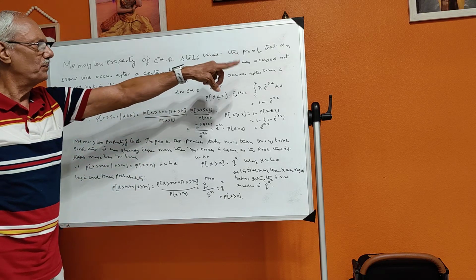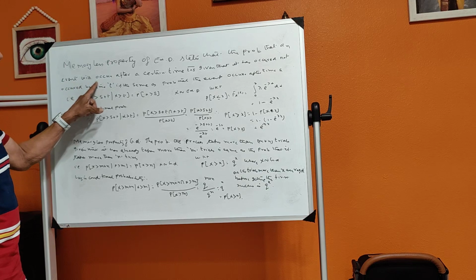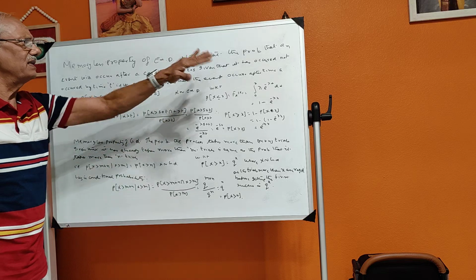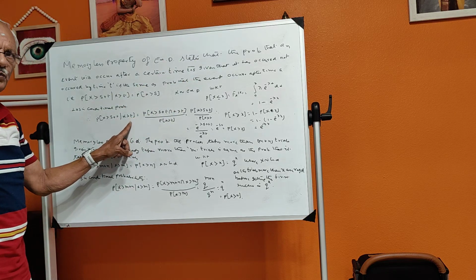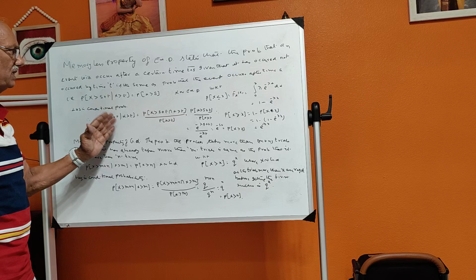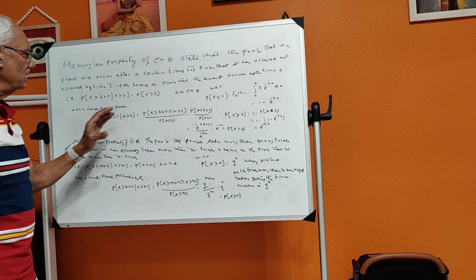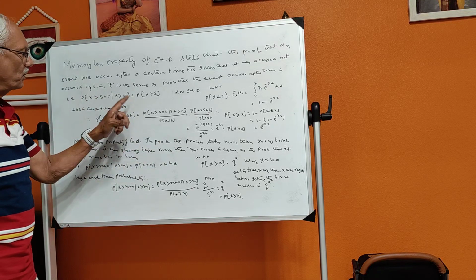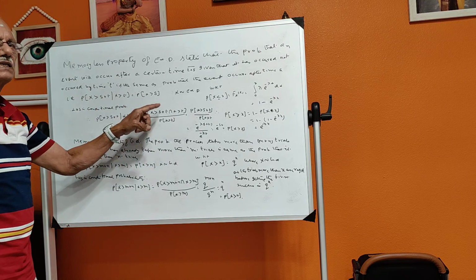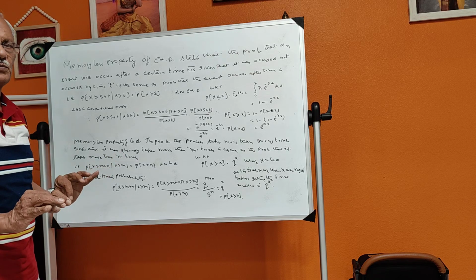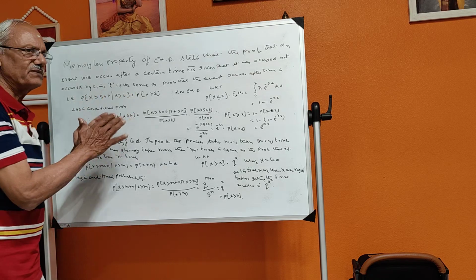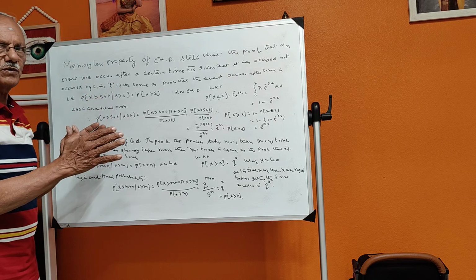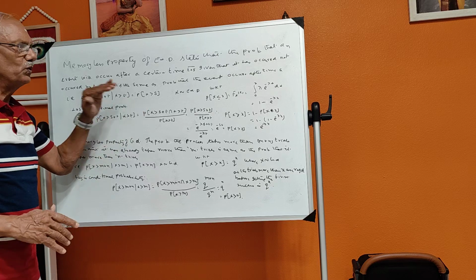It states that the probability that an event will occur after a certain time t plus s, given that it has not occurred by time t, is the same as finding the probability of x greater than s. So this is what we are going to prove, and there is no memory. You do not need to know what has happened before. It is not required. That is why it is called a Memoryless property. Now let us prove this.